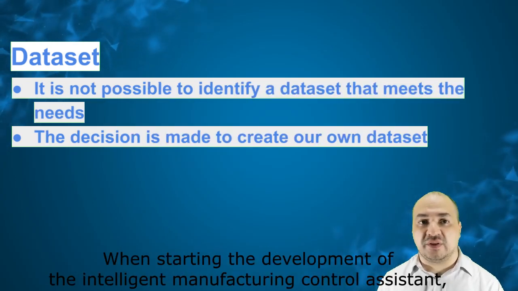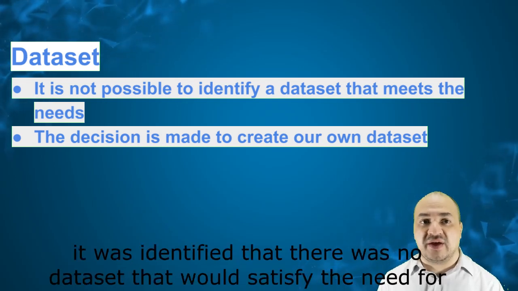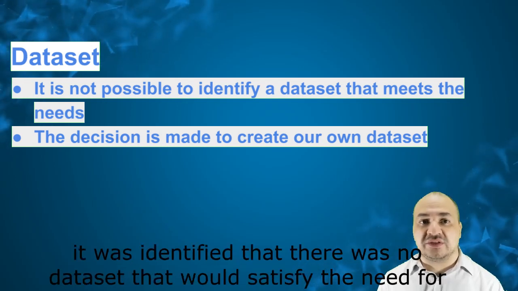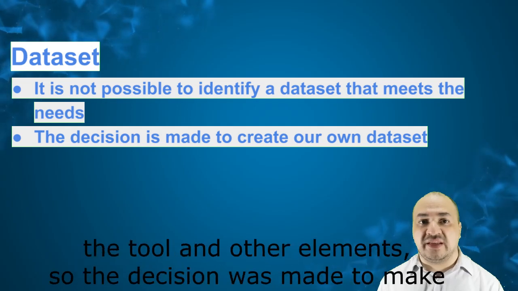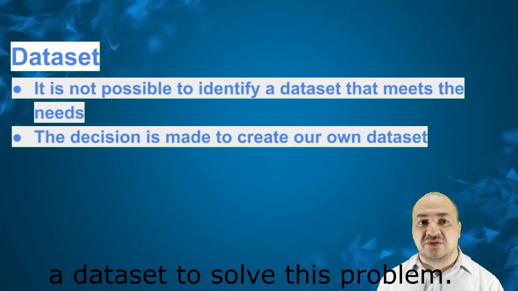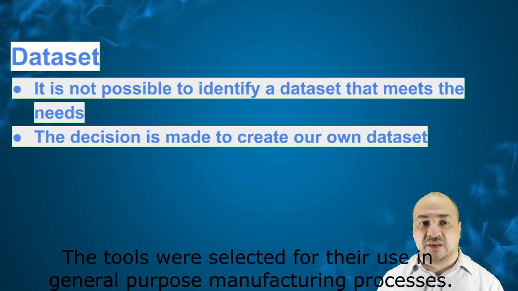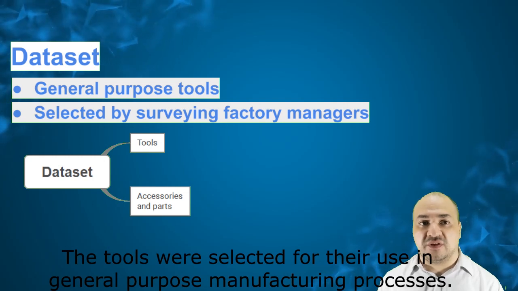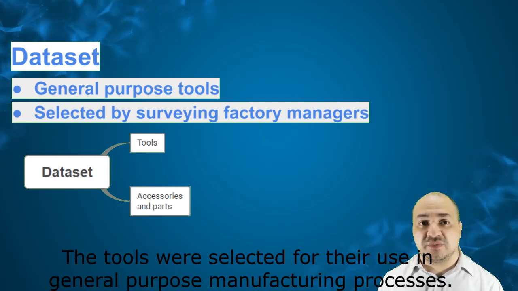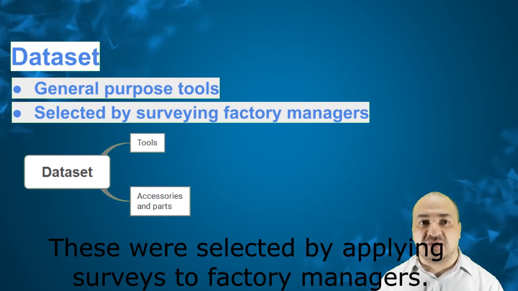When starting the development of the Intelligent Manufacturing Control Assistant, it was identified that there was no dataset that could satisfy the need for the tools and other elements, so the decision was made to make a dataset to solve this problem. These tools were selected from their use in general-purpose manufacturing processes. They were selected by applying surveys to factory managers.